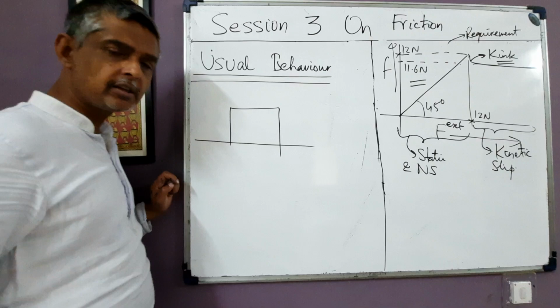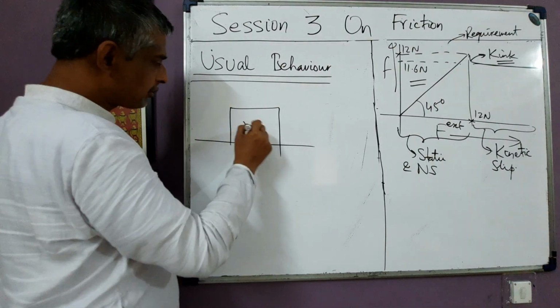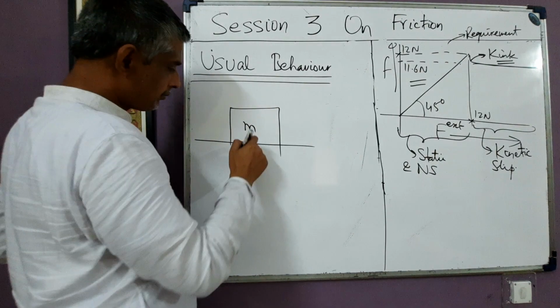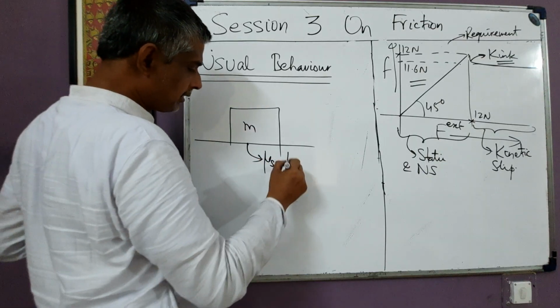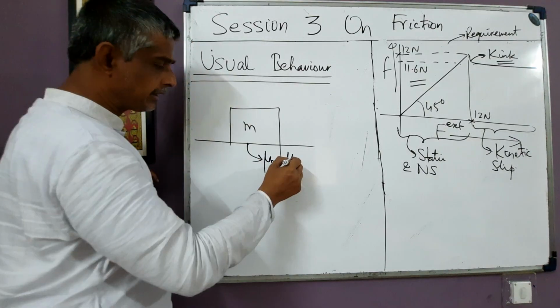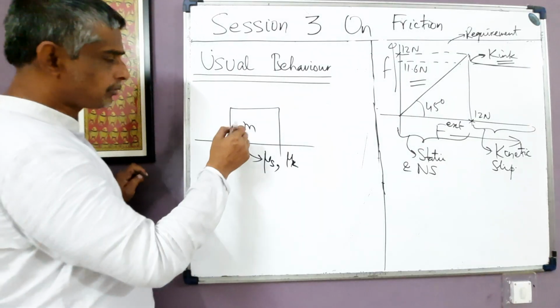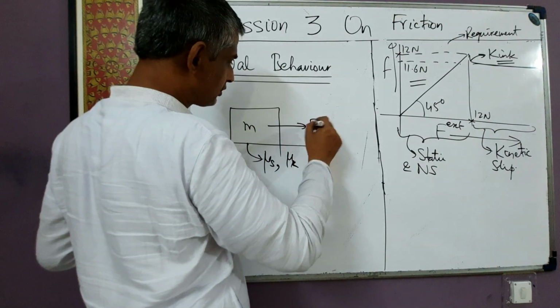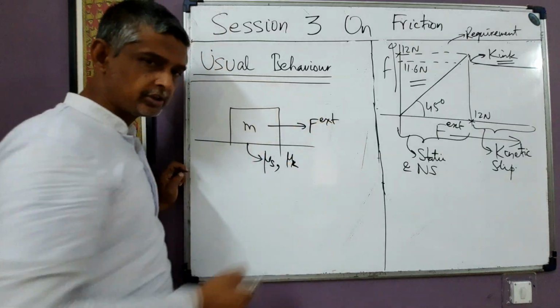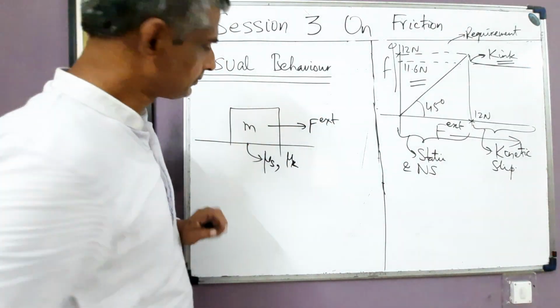There is a block resting here. Mass of the block is m. The friction coefficient between the block and the surface is mu s, the static friction coefficient, and mu k, the kinetic friction coefficient. The block is initially at rest over the surface. An external horizontal force is applied to this block in the rightward direction.